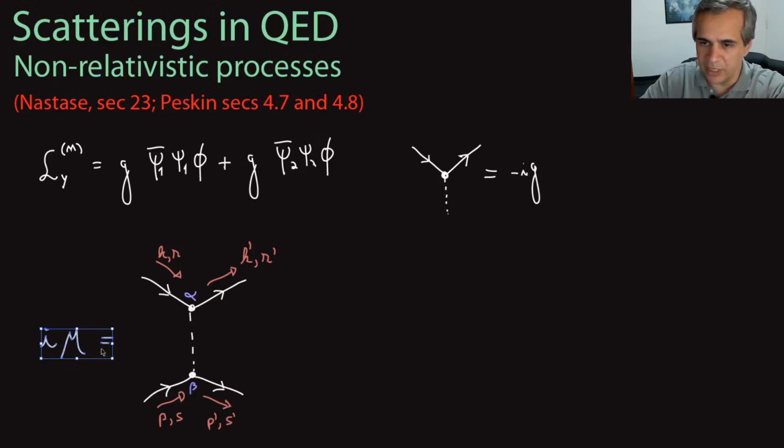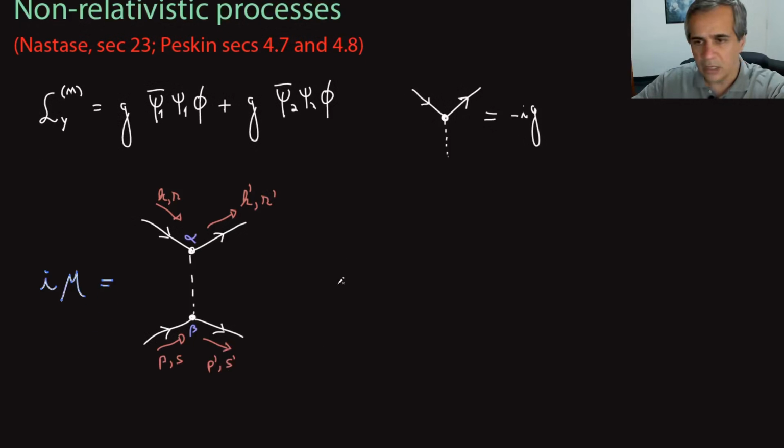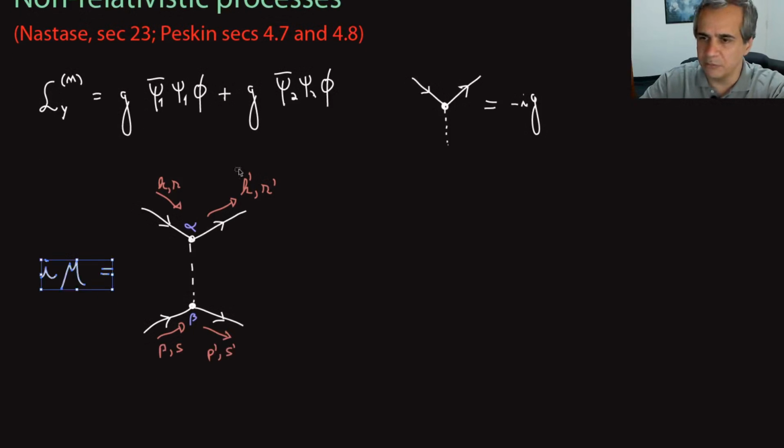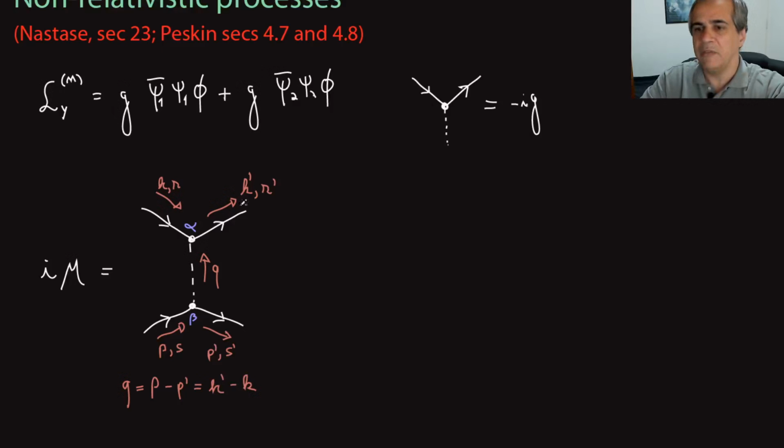And also they exchange some momentum on the scalar line here. And I'll call this momentum Q oriented in this direction, right? This is arbitrary, right? But with this orientation, I know that Q, by momentum conservation, is just p minus p prime, or k prime minus k. If these fermions are indistinguishable, then there is another diagram, right?